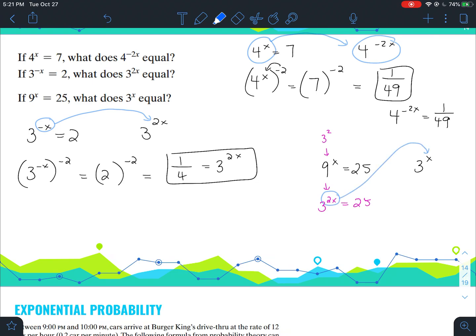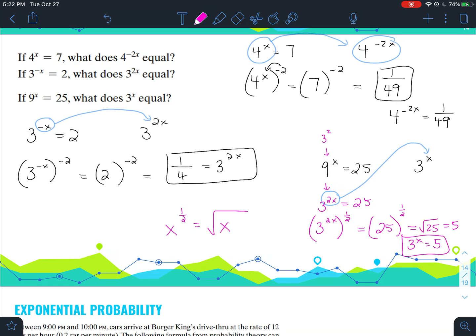So to go from 2x to 1x, what would I need to do? Well, I'd need to multiply the exponents by a half. So I'm going to have to raise it to the 1/2 power. Whatever I do to one side, I have to do to the other. Do you guys remember what the 1/2 power is the same thing as? If you have something to the 1/2 power, it's the same thing as the square root. So I'm taking the square root of it, and the square root of 25 is 5. So 3 to the x is going to equal 5.